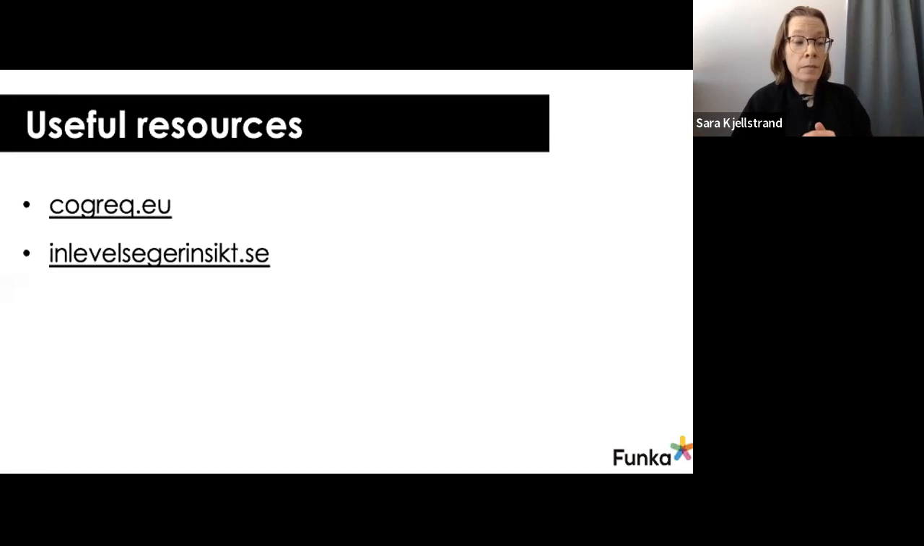We have a Swedish website on virtual reality exercises, but there are a few of them that are subtitled into English. It's called Inlevelse ger insikt.se, where you can actually yourself do a virtual empathy exercise to find out how different situations at the workplace can be experienced by persons with cognitive disabilities.